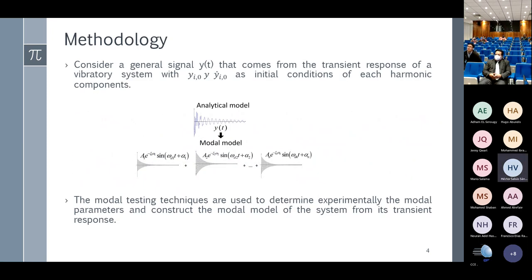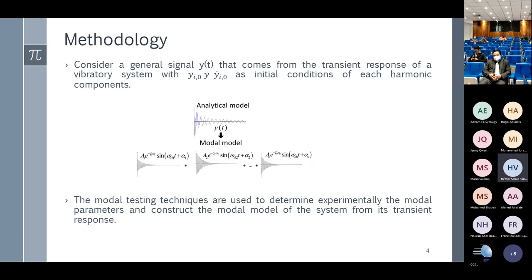Now, about the methodology, consider a general signal g(t) that comes from a transient response of a vibratory system with non-zero initial conditions of each harmonic component. It is possible to determine the modal representation of such a signal. This is an uncoupled version of the output obtained using an analytical model of the system. The schematic representation of the modal analysis of a transient signal is presented as a linear combination of single harmonic content and is depicted in the shown figure.